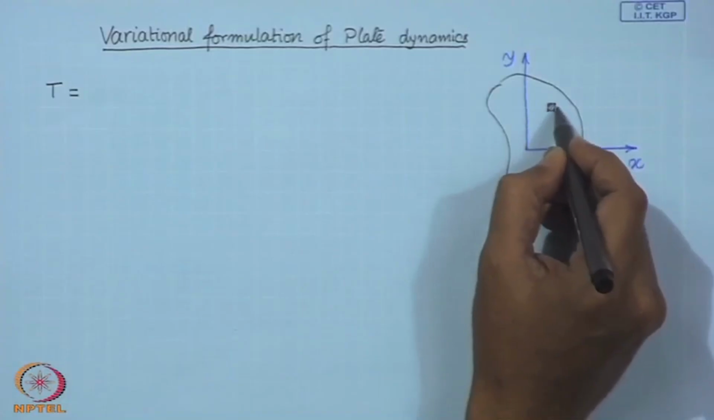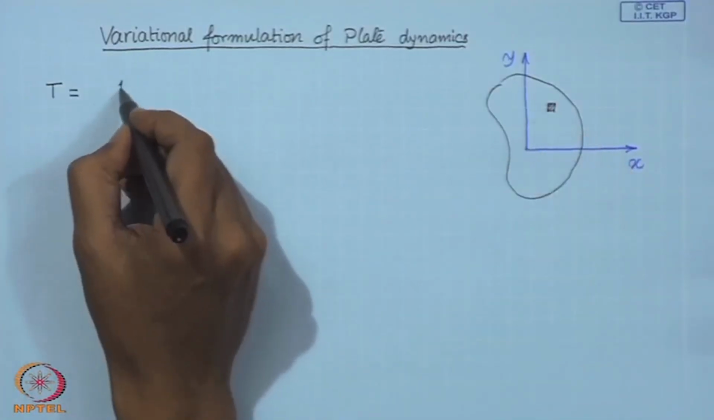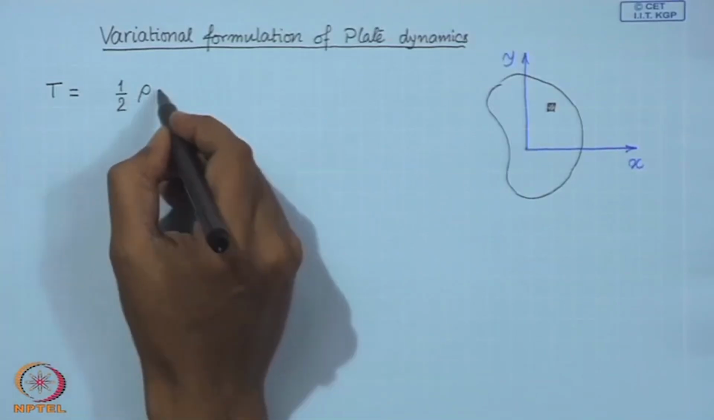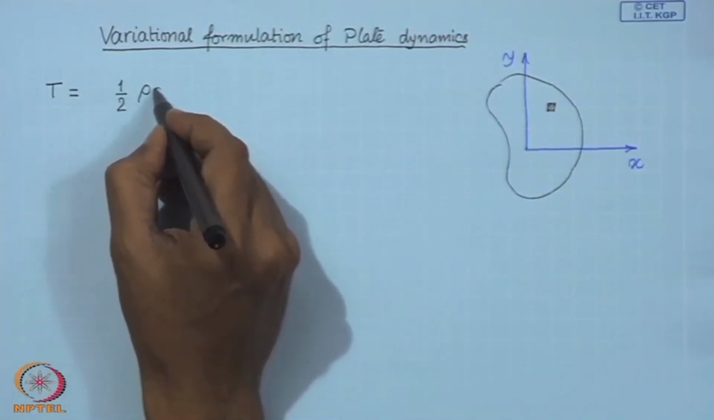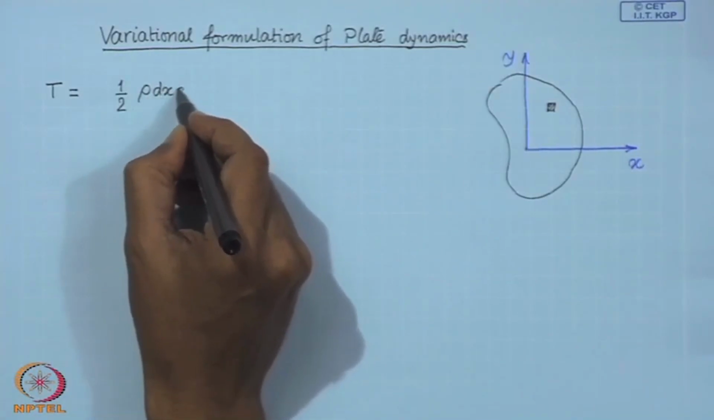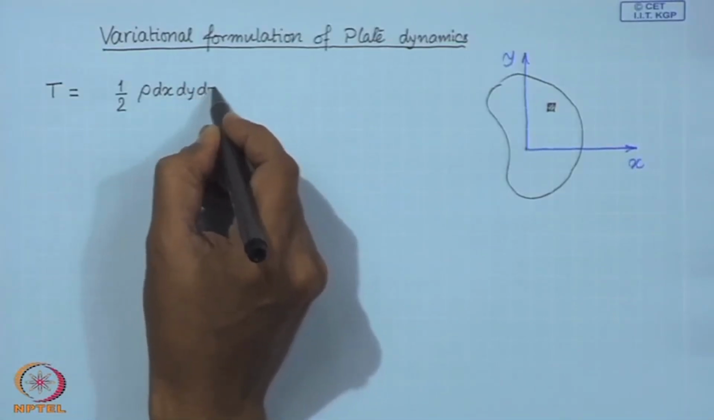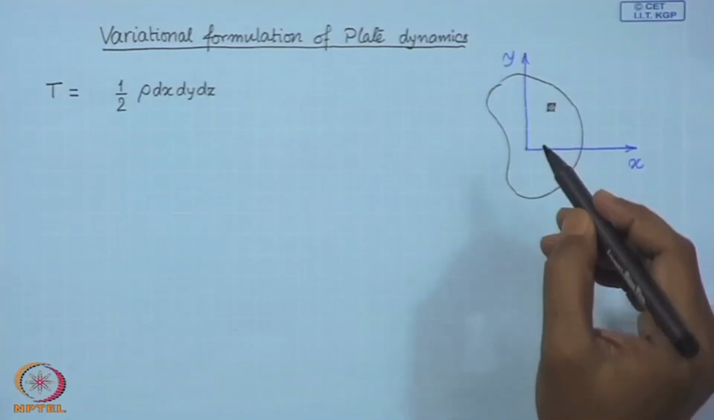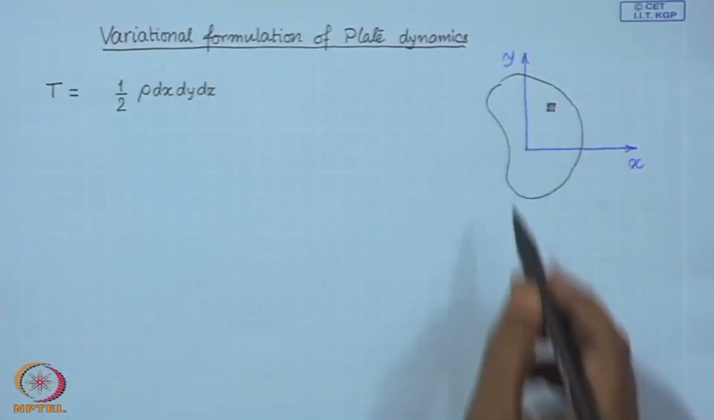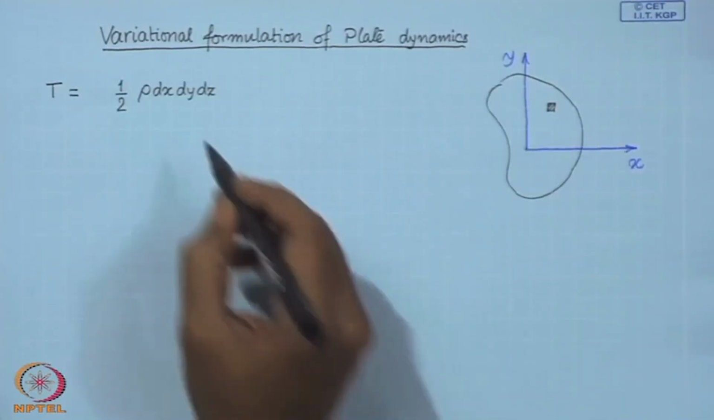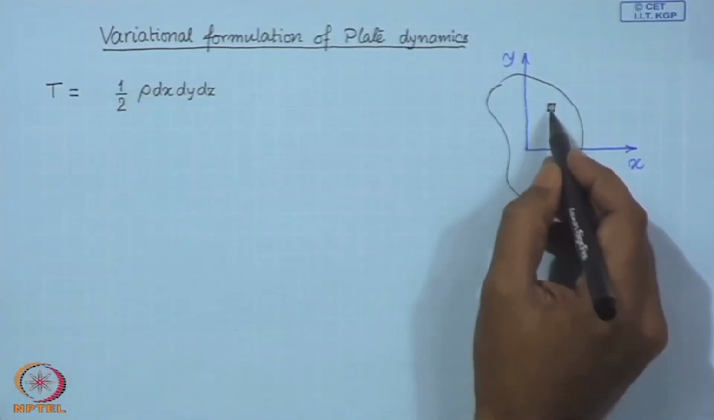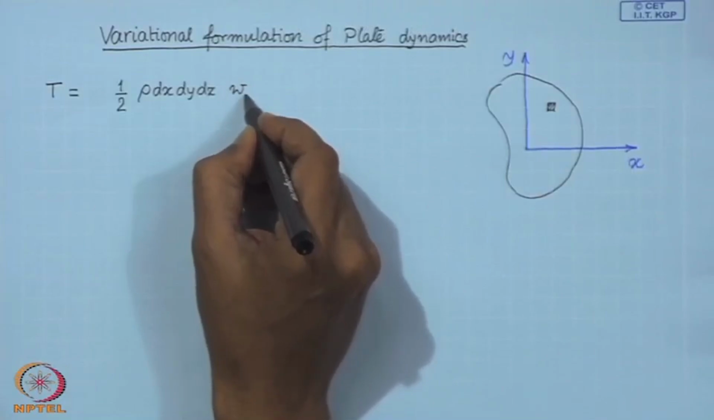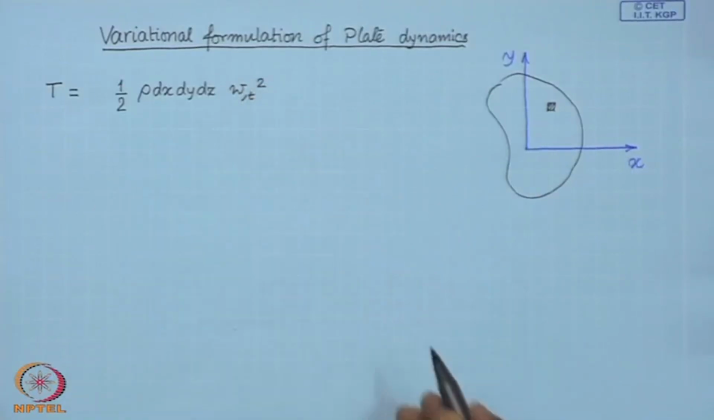for this little element is given by 1/2, if rho is the density, rho dx dy dz, where z is the coordinate perpendicular to the plane of this figure, that is the plane of the paper. So, this is the mass of this little element, times its transverse velocity square.